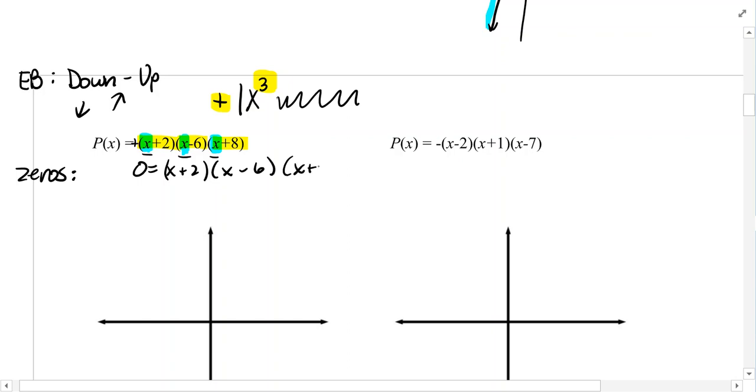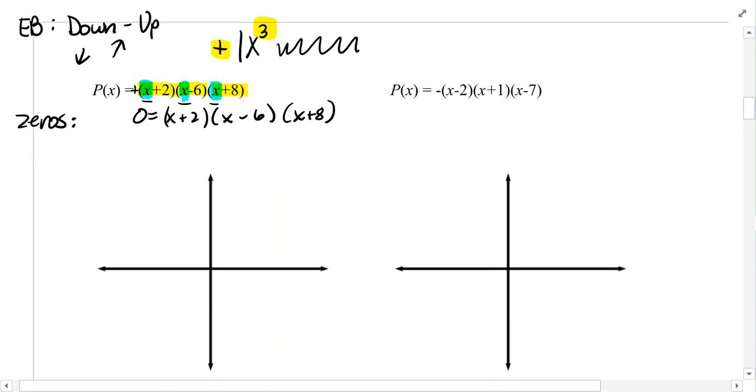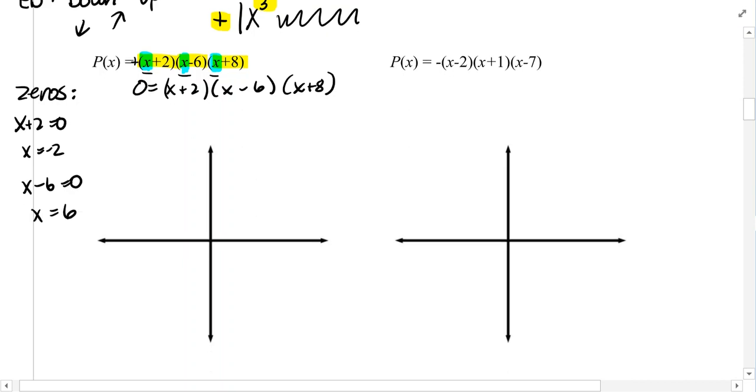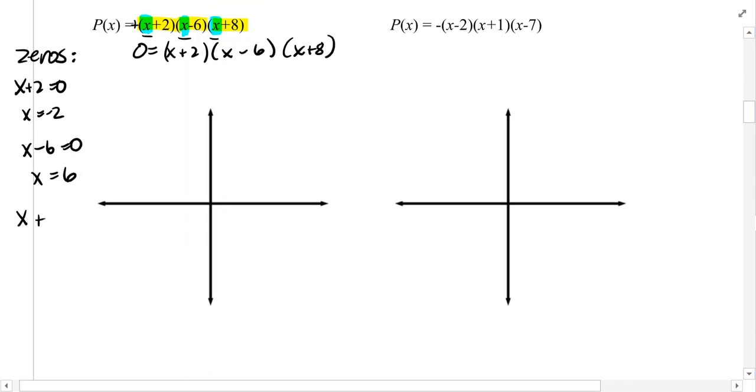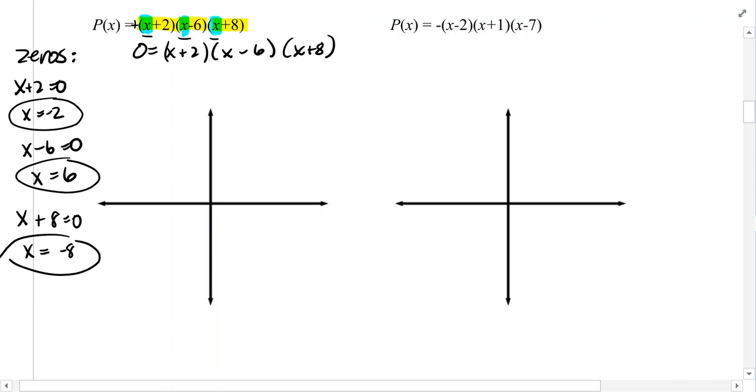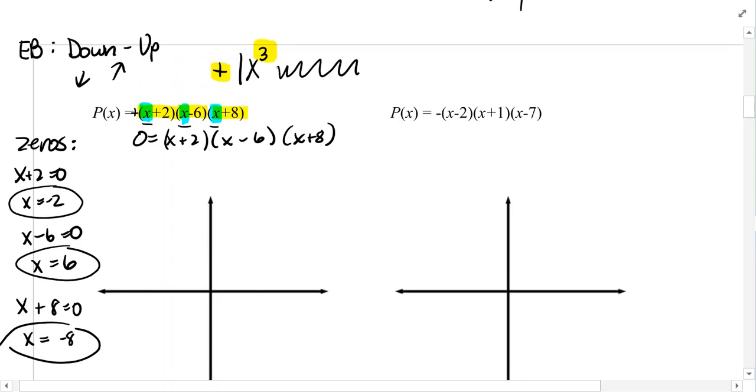And the only way to multiply to 0 by the zero product property is that something has to be 0. So I get x plus 2 is equal to 0, which gives me x equals -2. Then I get x minus 6 is equal to 0, which gives me x equals 6. And last but not least, x plus 8 is 0, so x is negative 8. So I have 3 zeros: -2, positive 6, and -8. So I found my end behavior, and I found my zeros.